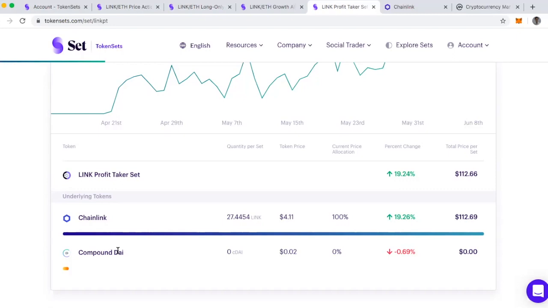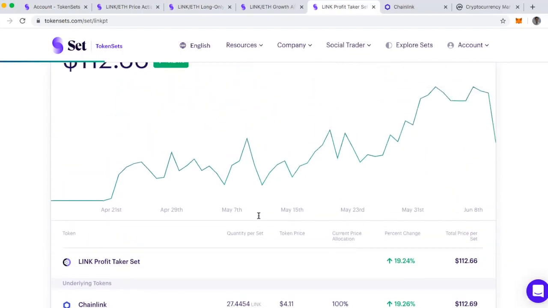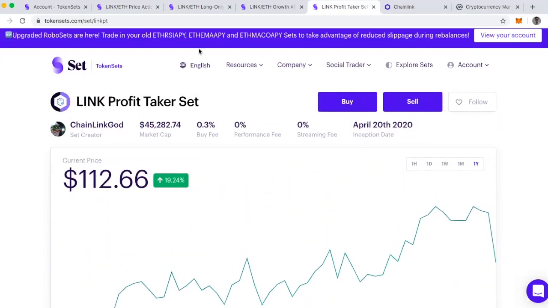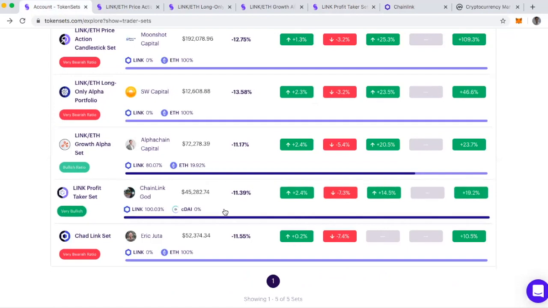So that might be something that someone might consider if they were looking at these social trading sets and were looking for one that wasn't as prone to drawdowns. Other than that, I think that's all there is to cover there.